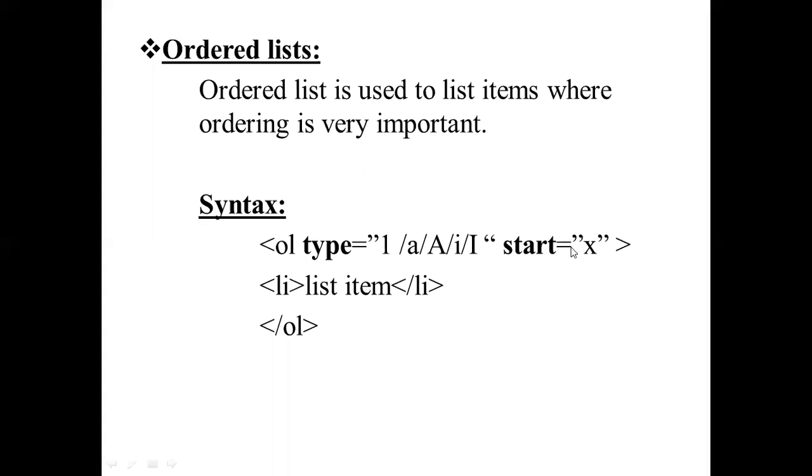And start indicates the beginning of the list number. If the start equals 2, the list starts from 2. Next, as usual, the list item LI tag. Next we close the ordered list with the /OL tag. So that is the ordered list.